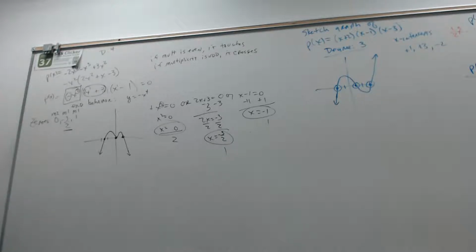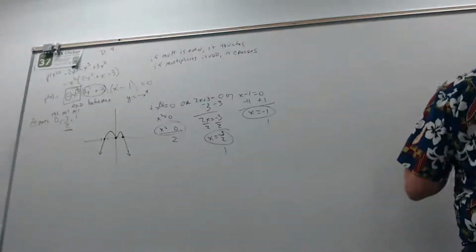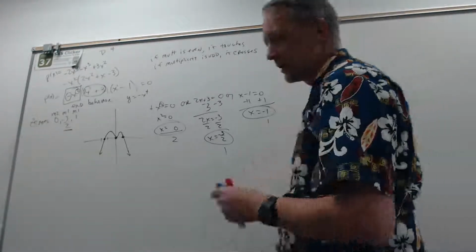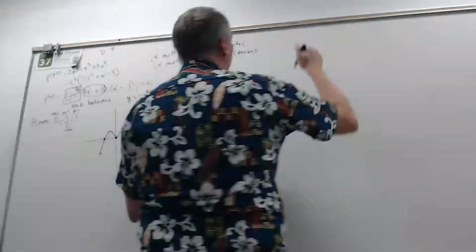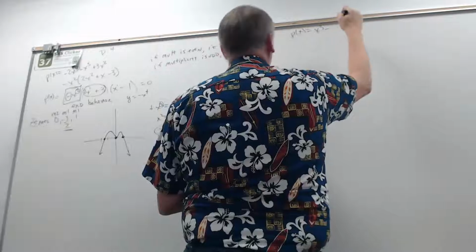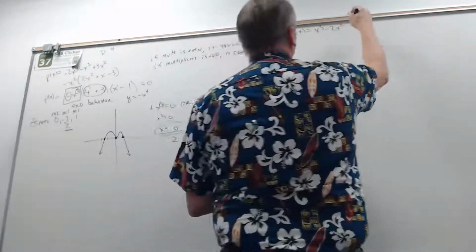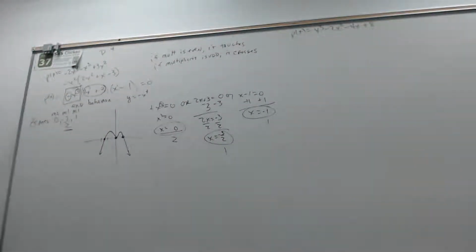All right. Let's see here. How about p of x equals x cubed minus 2x squared minus 4x plus 8. Find zeros and graph.